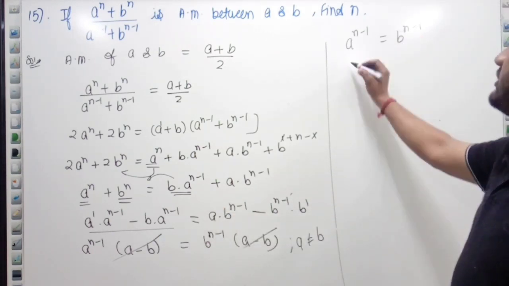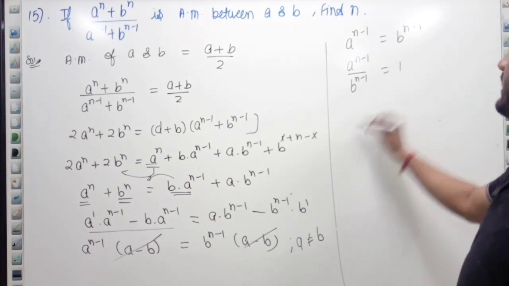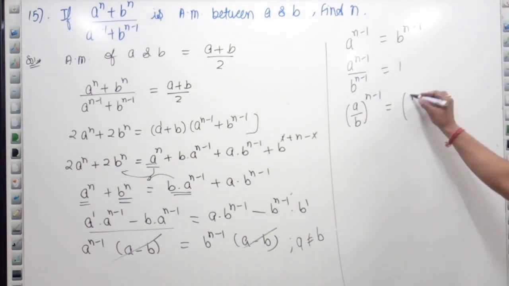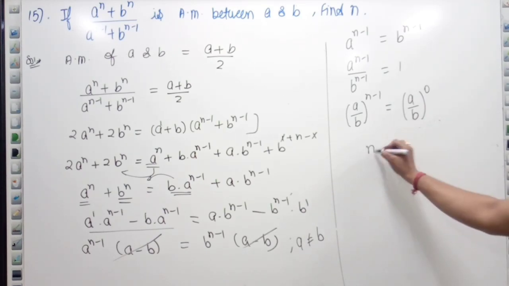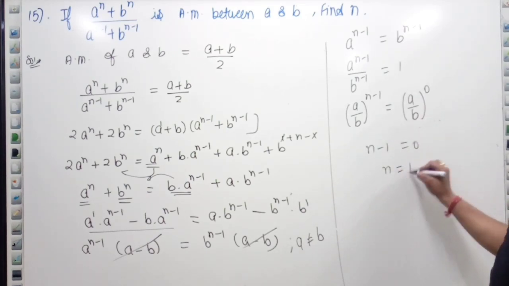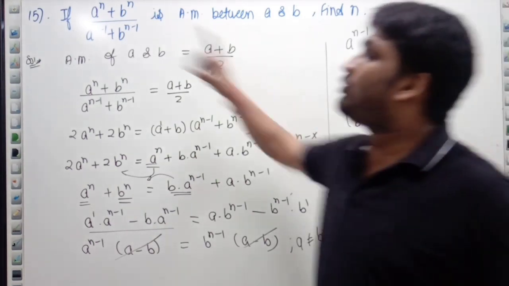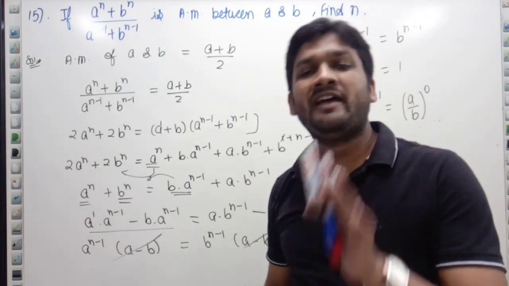Now if I take this from the denominator, a to the power n minus 1 upon b to the power n minus 1 equal to 1, (a by b) to the power n minus 1, and what can I write 1 as? (a by b) to the power 0. I will compare both sides. I can write n minus 1 equal to 0, so n equal to 1, and this is the answer. It means if you put n as 1, you will get this arithmetic mean, a plus b by 2.